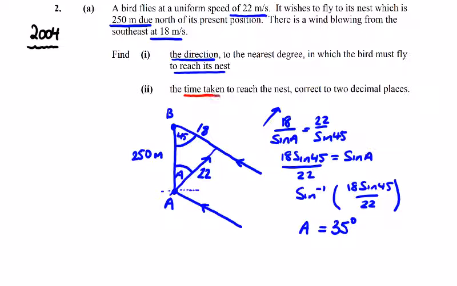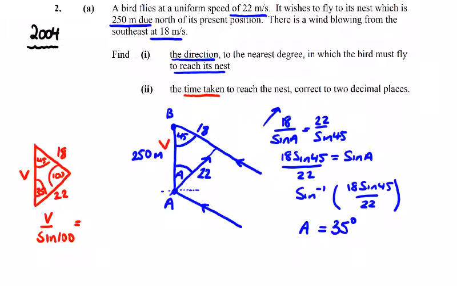Part B, we want the time taken, so we need the relative speed, which is along here, of A relative to B. So if we just do another little triangle, we have some angles now. We have a 35, a 45, a 100. Is that 80? Yeah, 100. So for the relative speed along here, we have a 22 along here and an 18 along here, so we can use either one of these. I'll use the 22, so V over sine 100 is equal to 22 over sine 45. This will give me the relative speed.